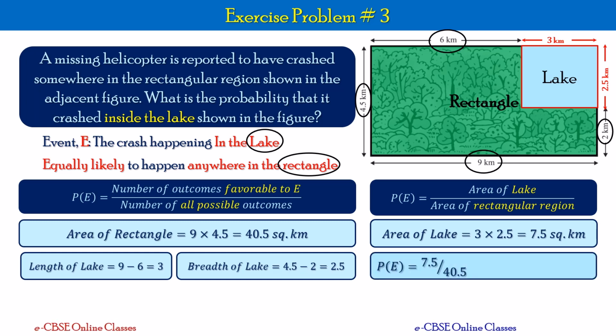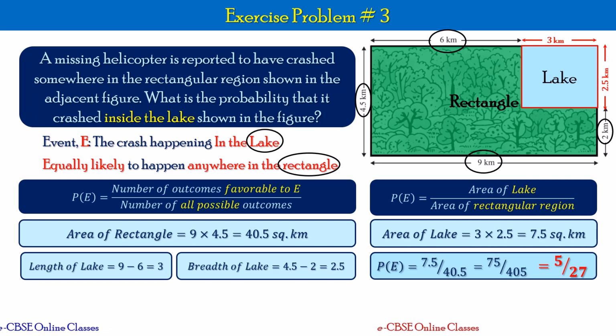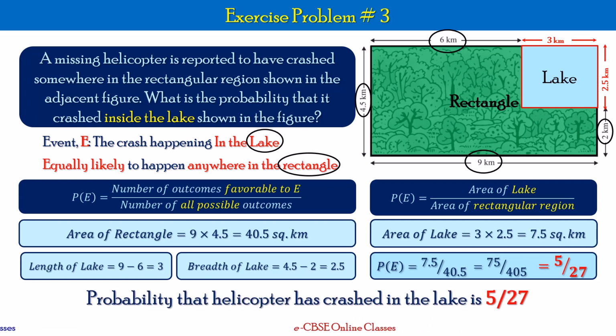So probability of E is equal to 7.5 divided by 40.5. So if I multiply both numerator and denominator with 10, that becomes 75 by 405. After simplification, it becomes 5 by 27. So the probability that the helicopter has crashed inside the lake is 5 by 27. Okay. So this is a slightly different problem where the number of outcomes are not directly given. So we are assuming that number of outcomes are proportional to the area of the regions given in the picture. Okay. Please note that.